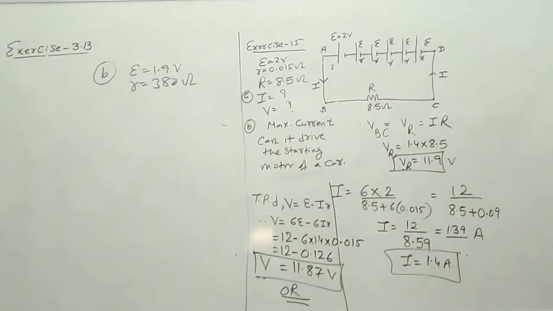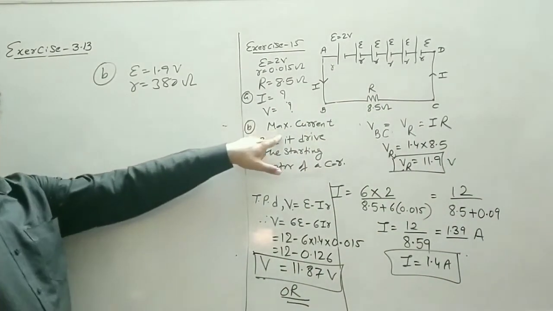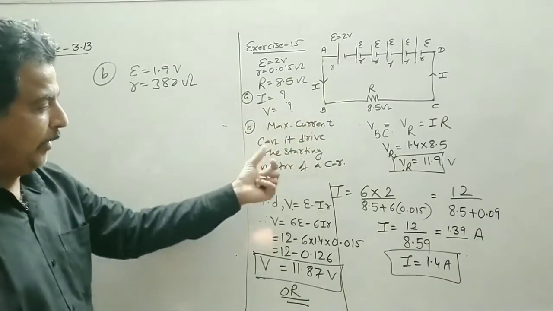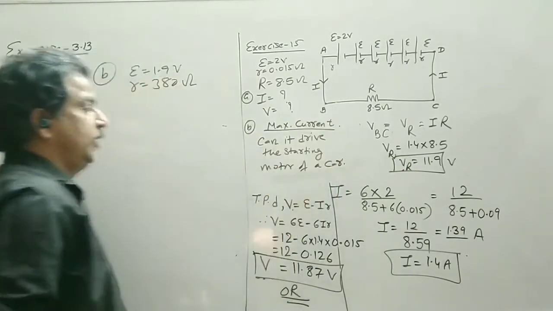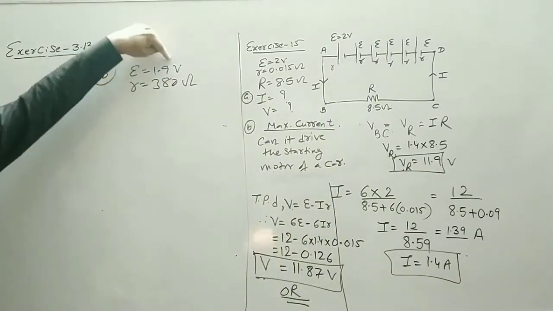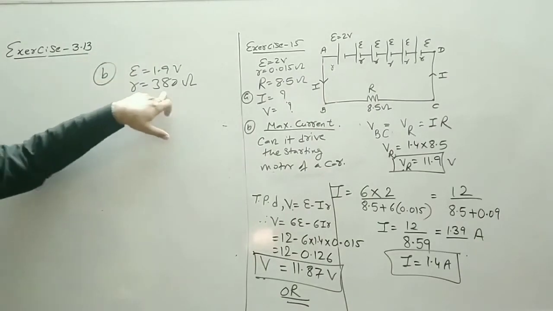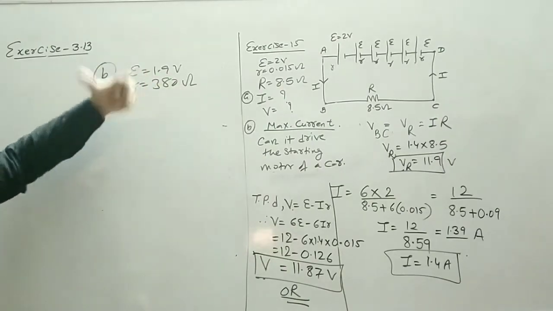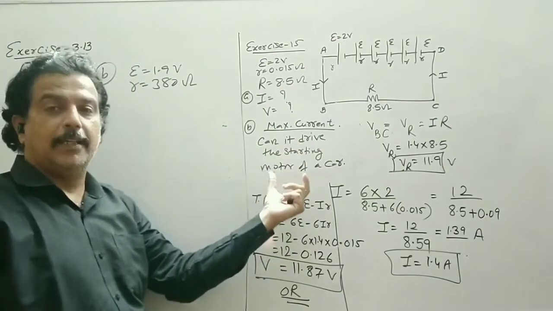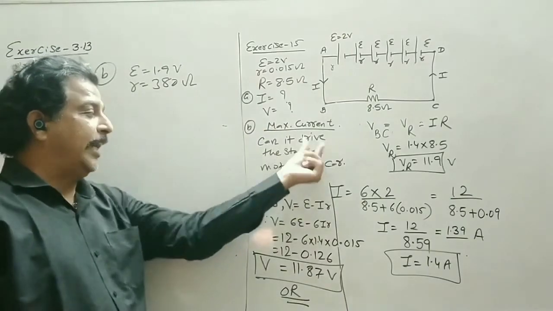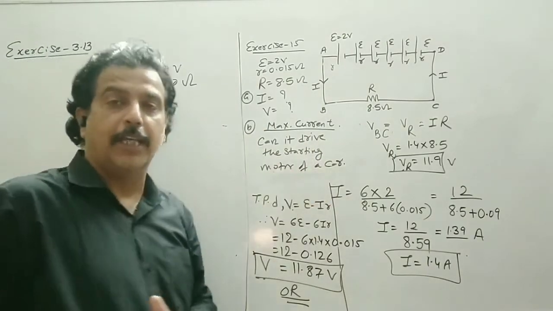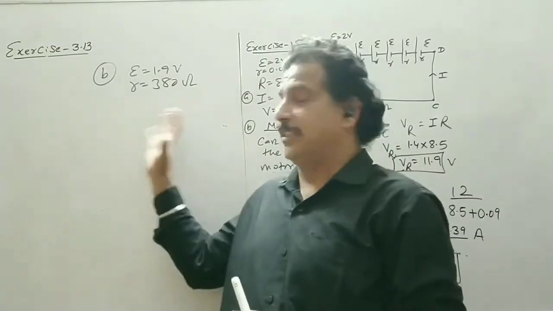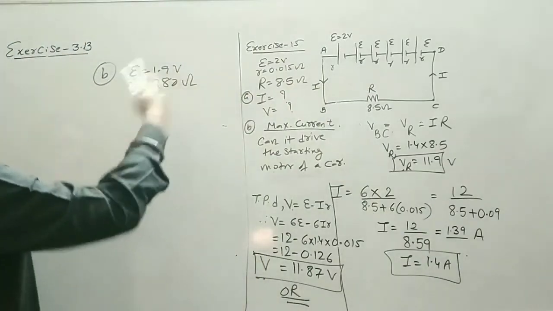Now in the second part, it is given that we have to find the maximum current when the EMF is 1.9 volt and the internal resistance is very large, that is 380 ohms. Then the question is asked whether that maximum current can drive the starting motor of a car, or whether a car can be started with the help of the maximum current flowing in the circuit. So you think about that.